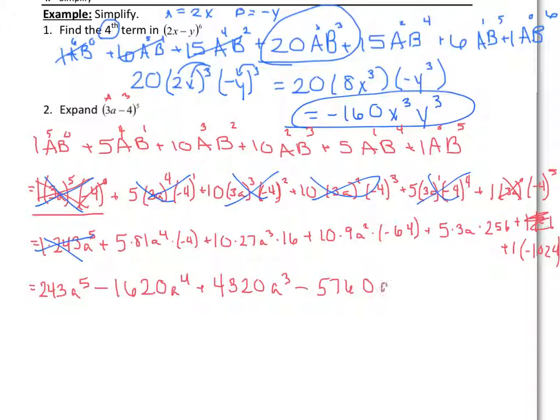$5,760 a squared. 5 times 3 times 256 is a positive 3,840 a. So I did that one. And the last one would just be 1 times negative 1,024 would be minus 1,024. And I don't have any like terms because none of my variables have the same exponent, so I'm done.